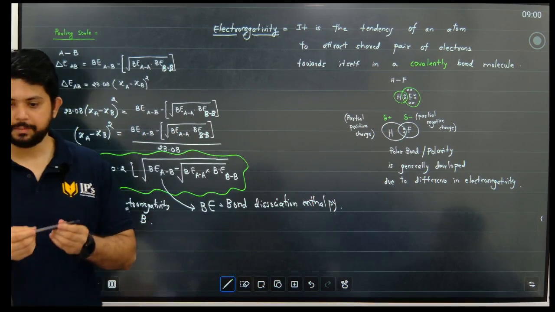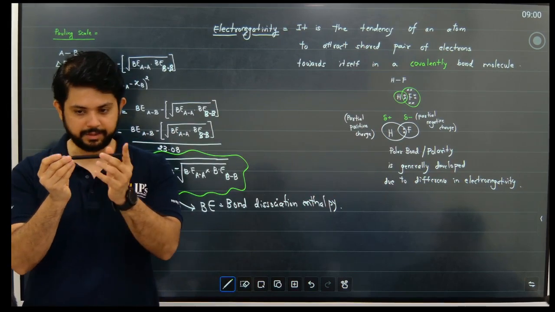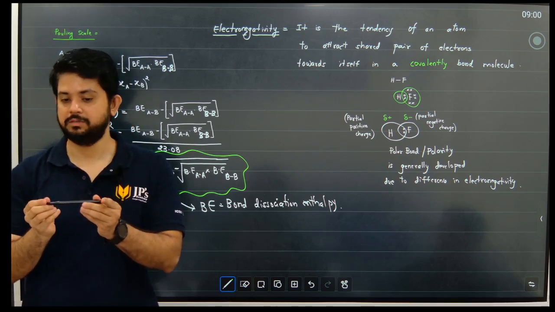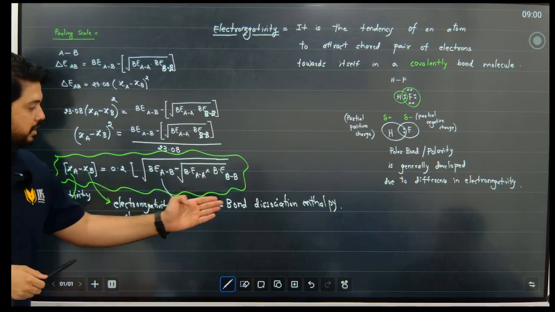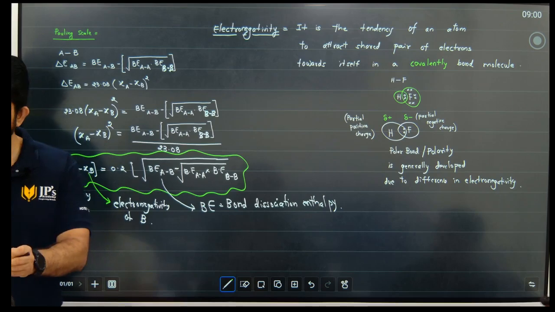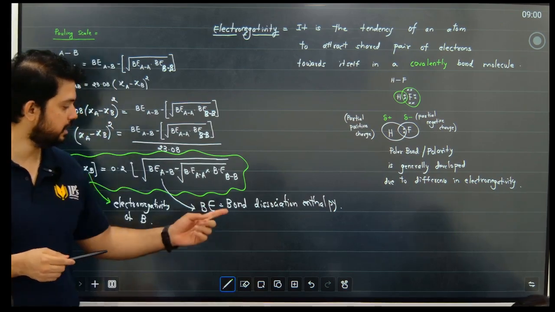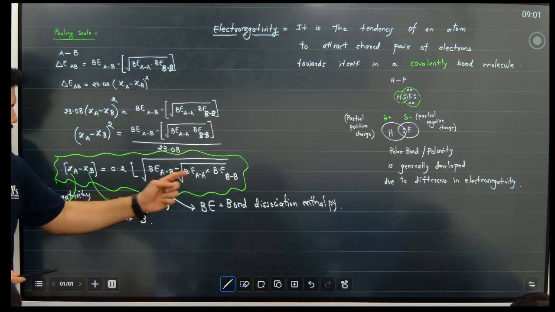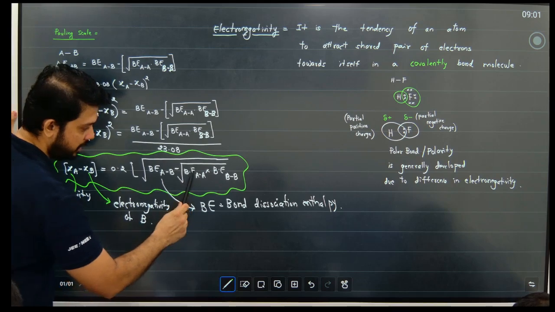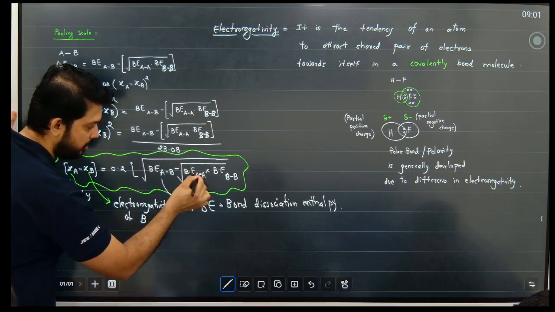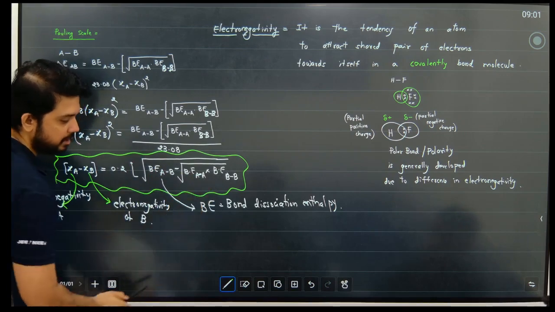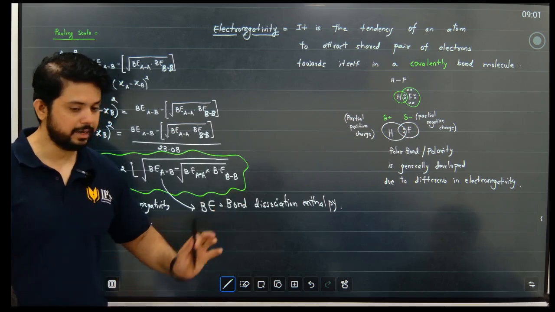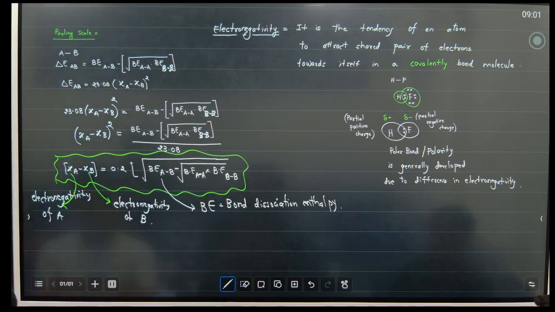It simply means अगर आपके पास एक bond है between A and B, the amount of energy required to break this bond is called bond dissociation enthalpy. A और B के बीच के bond को break करने के लिए जो energy चाहिए, that is called bond dissociation enthalpy. Similarly, BEAA will mean bond dissociation enthalpy to break the bond between A and A, and BBB will mean to break the bond enthalpy between B and B. Did you people get that?